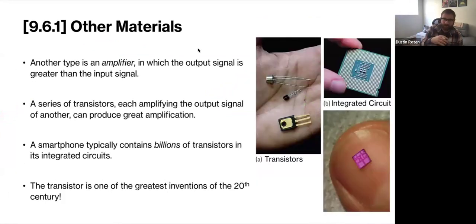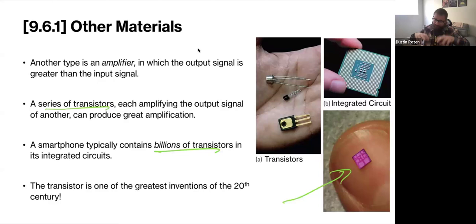Another type of transistor is essentially an amplifier. You can think about using a small signal input to control something larger. You can even stack transistors in series, and you can get a lot of amplification out of that when you stack them. And these transistors can be so small, as you can see here, that a typical smartphone can literally contain billions of these transistors. And that's where you start getting your logic in computers.